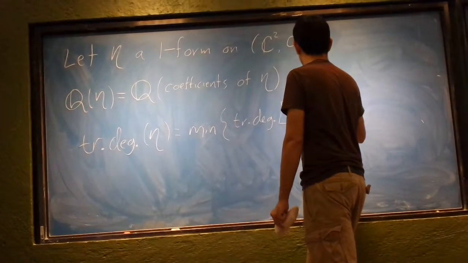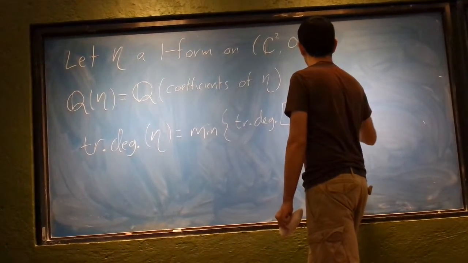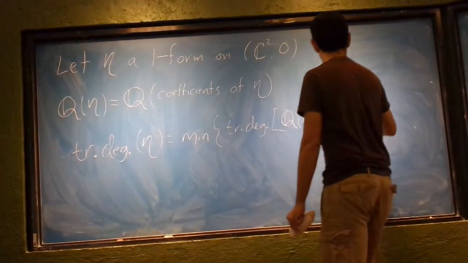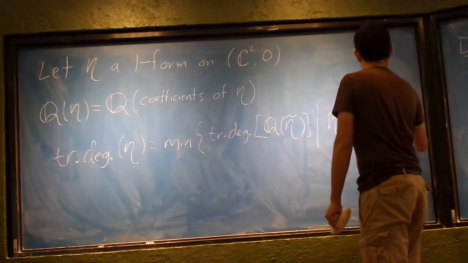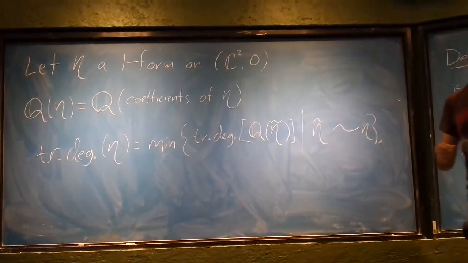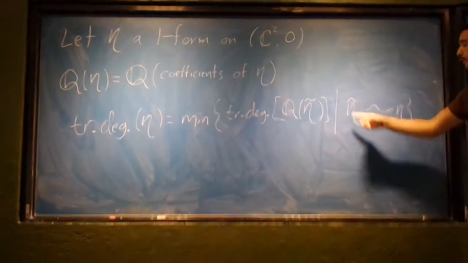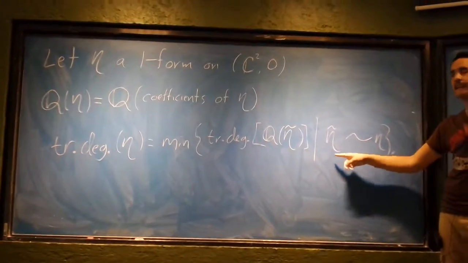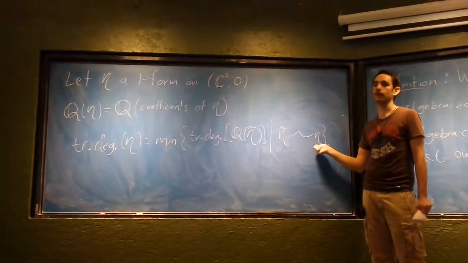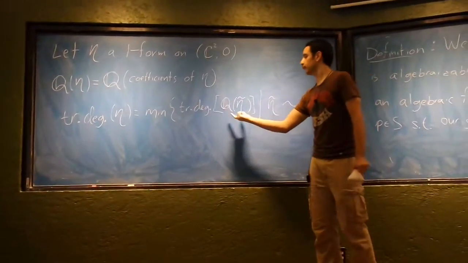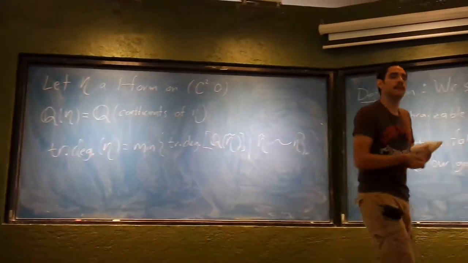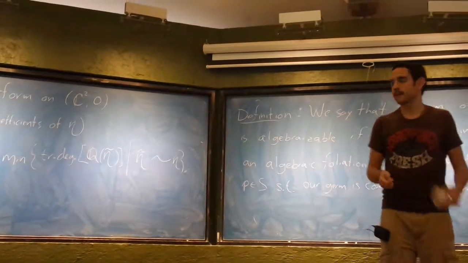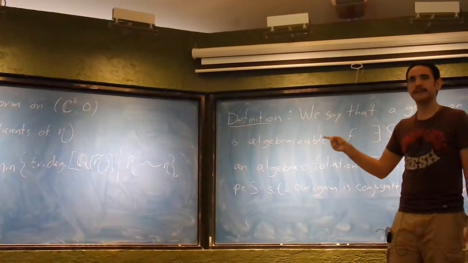Okay, let me write it first. Okay, that's it. I'm going to consider all one forms which are analytically equivalent to my given one form. And then to consider all the fields, I would get transcendence degrees. Is it clear?